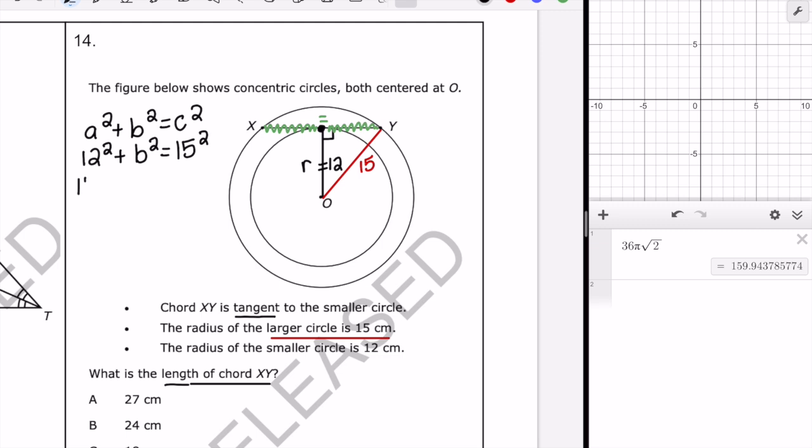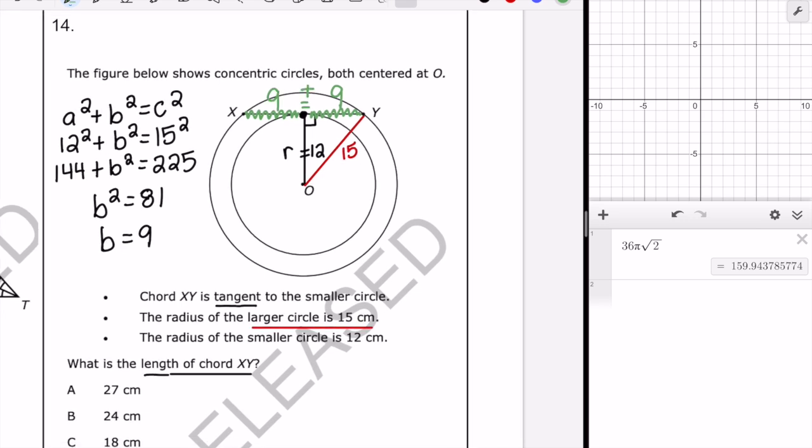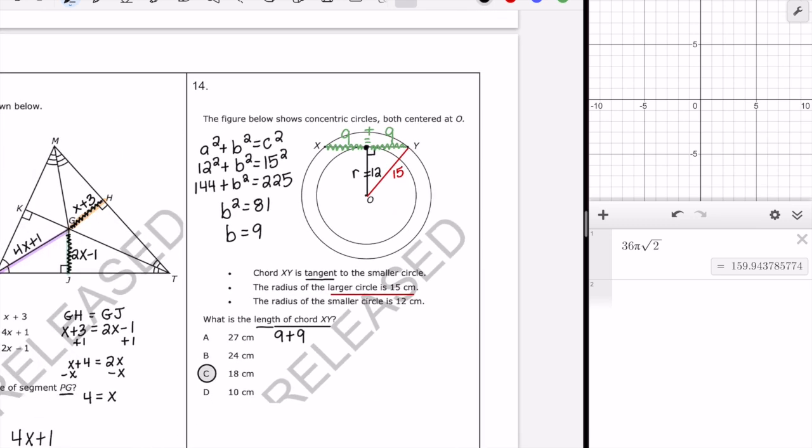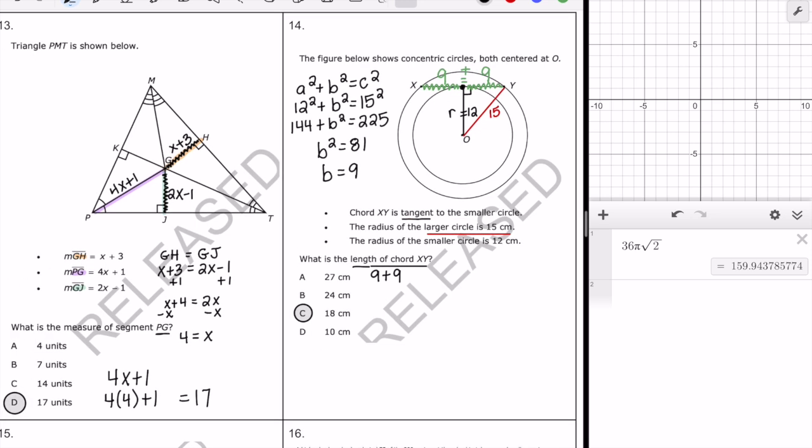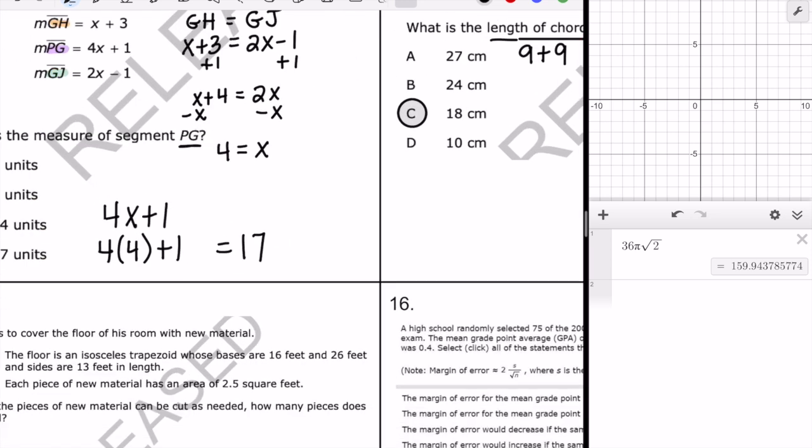Okay, so 12 squared is 144 plus b squared, and that equals 225. So we're going to subtract that over. B squared is equal to 81. Take the square root. B is equal to 9. So I now know that half of it is 9, so that means the other half is 9. If we add those two together, the length of my chord is 9 plus 9, which is 18. So my suggestion when you're doing problems like this is always try to find a right triangle. Right triangles are really your best friend in these types of situations.